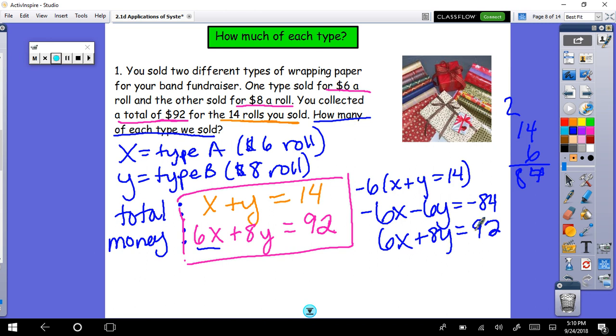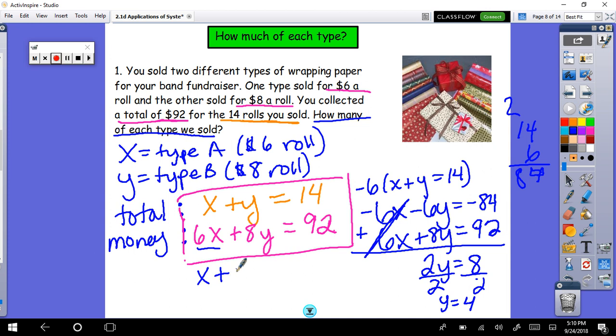All right, and then in elimination, once I have opposites, I can add those together. So now my x's are eliminated. -6y plus 8y is 2y. -84 plus 92 is 8. Divide both sides by 2. Y equals 4. And remember, I sold a total of 14. So if I sold 4 $8 rolls, that means that I had to sell 10 $6 rolls.